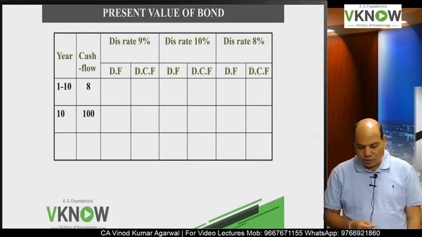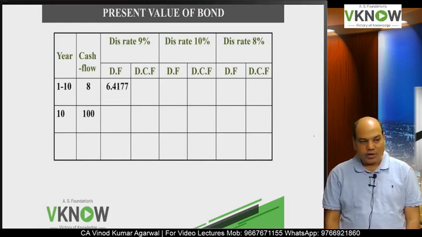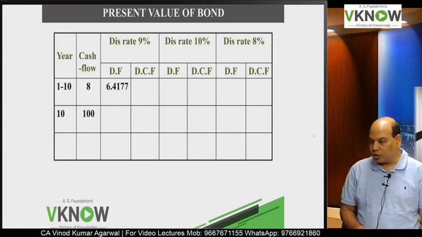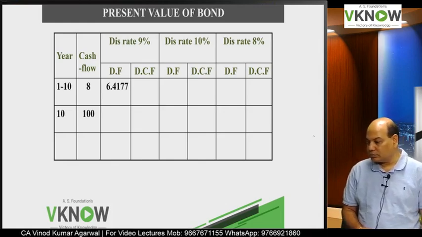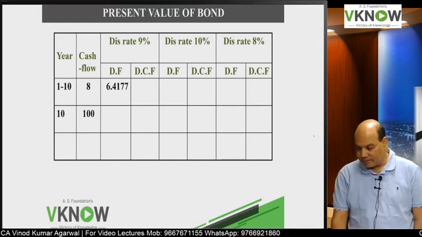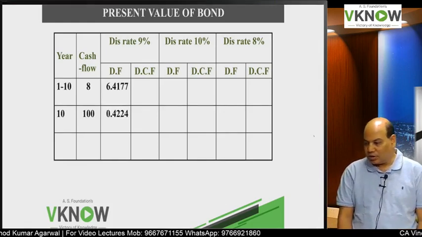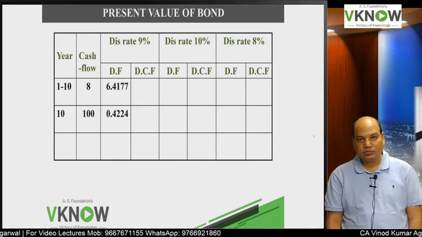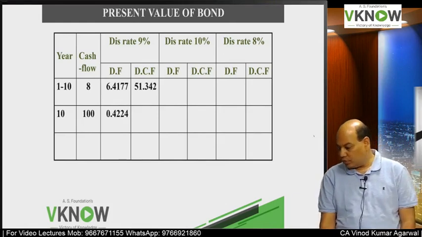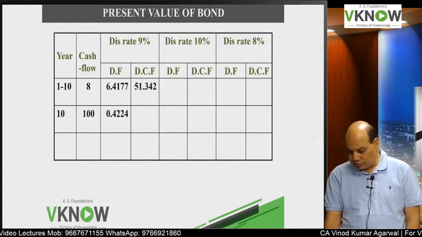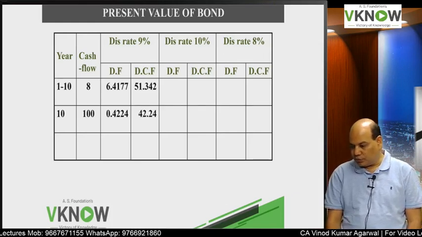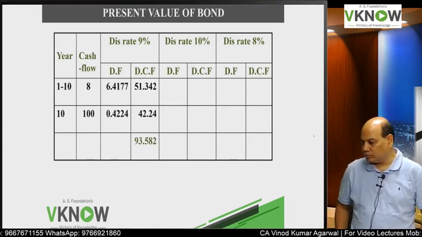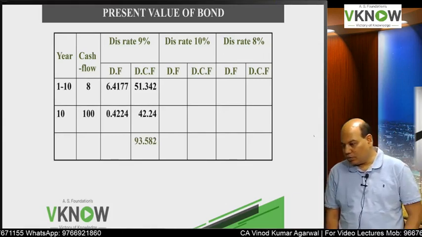What is the discounting factor for 10 years at 9%? Is it 6.4177? Say yes. Then 10th year is 0.4224. Check the answer. Multiply and take total. 51.342, 42.24. Take the total: 93.582. Is it right, Divya? Very good.